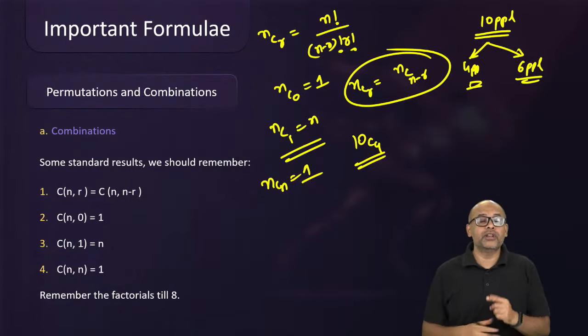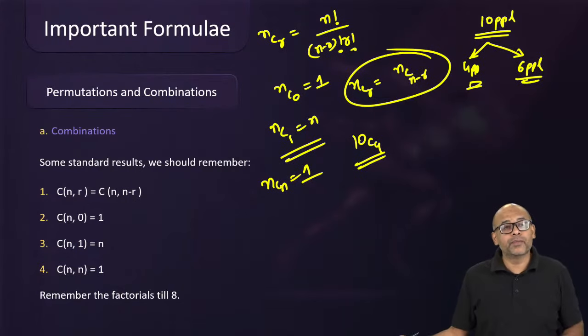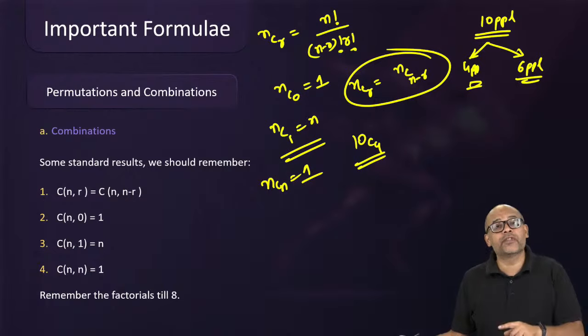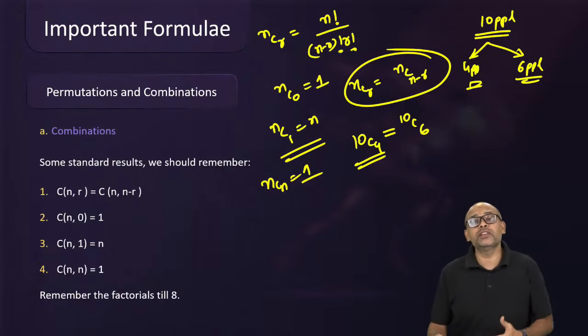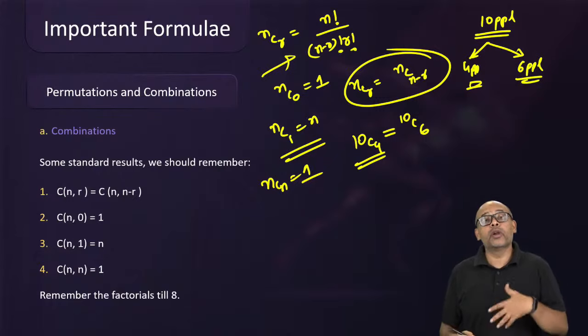If I ask you a question, listen, I have 10 people. I want to this time select 6 of them. How many ways can you do that? The answer is 10C6. But you'll notice that both of them are the same. Why are these two values the same? Logically, what is the meaning? Mathematically, you can understand what is happening. But logically, what is the meaning?